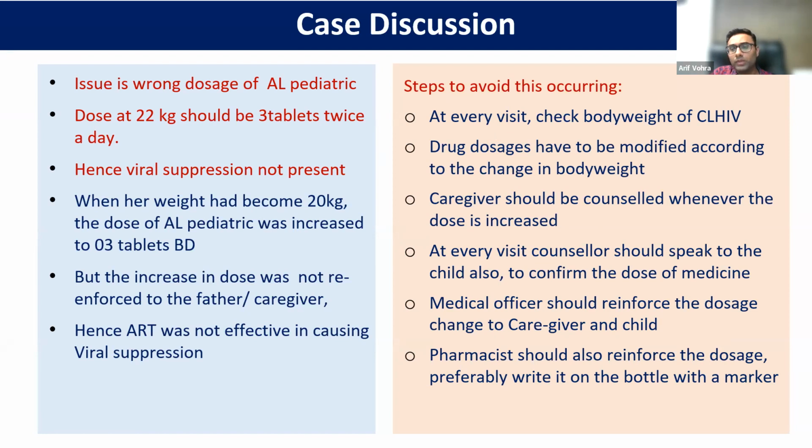Then the caregiver should be counseled regarding the dose change. Counselors should counsel the child as well as the parents regarding the dose change, as well as how many times she has to take the medicines. Even when the child goes to a pharmacist, the pharmacist also needs to counsel the parent or family member that they have to take this much amount of drug twice in a day. So adherence counseling we need to provide always, as well as counseling that the dose is increased because the child has gained weight.